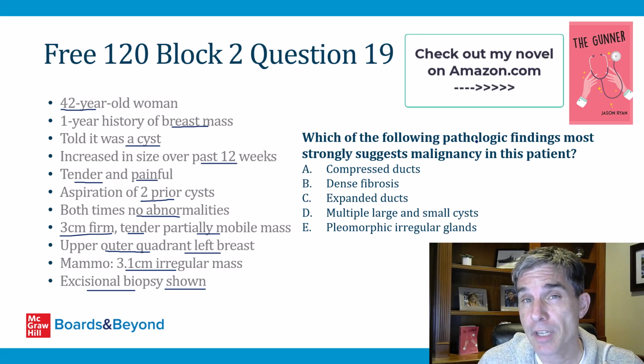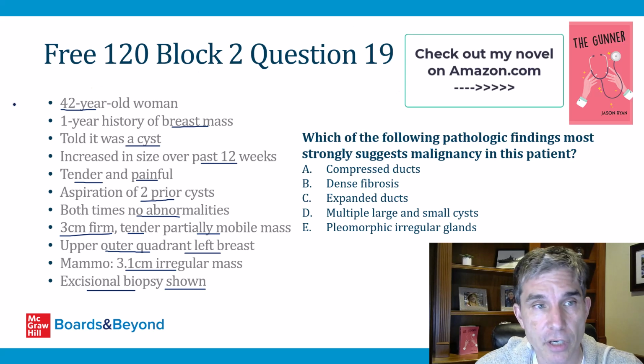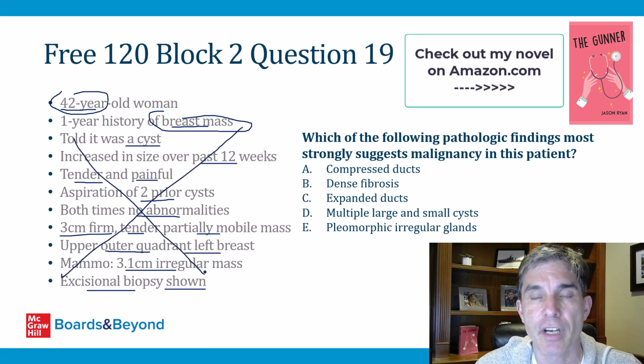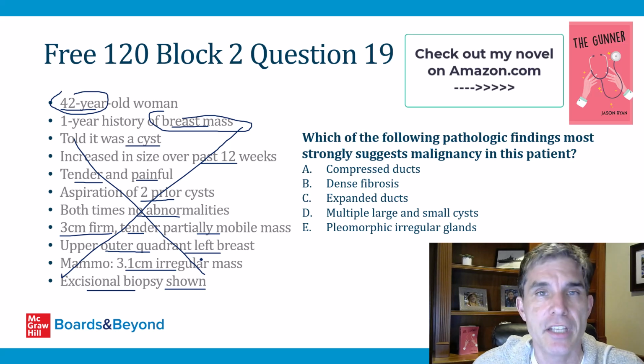Okay, so I have to tell you that I really like this question because it illustrates a very common trick used by USMLE question writers, which I'll explain to you now. So this question is talking about a 42-year-old woman who has a breast mass. And that's basically all you need to know to answer this question. All of this other information is completely irrelevant. You don't need to understand it. You don't need to even read it to answer the question.